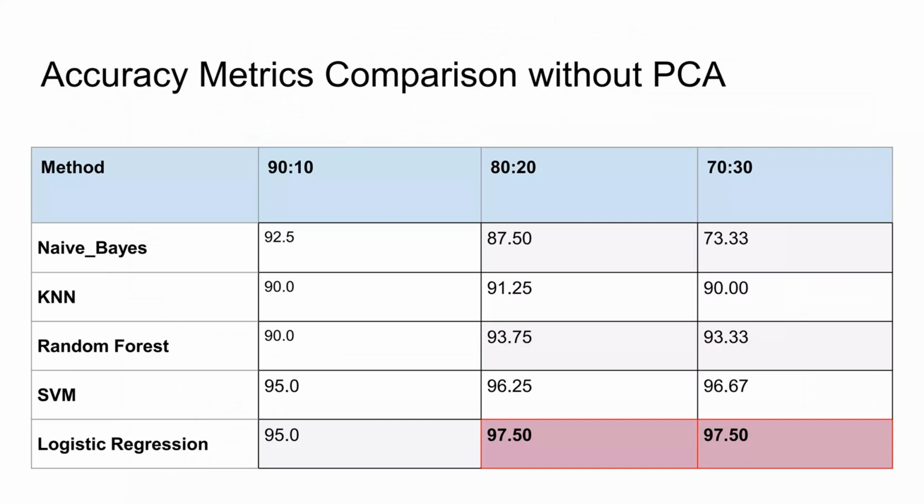Accuracy metrics comparison without PCA method. Split 90:10, 80:20, 70:30. Naive Bayes: 92.5, 87.50, 73.33. KNN: 90.0, 91.25, 90.00. Random forest: 90.0, 93.75, 93.33. SVM: 95.0, 96.25, 96.67. Logistic regression: 95.0, 97.50, 97.50.